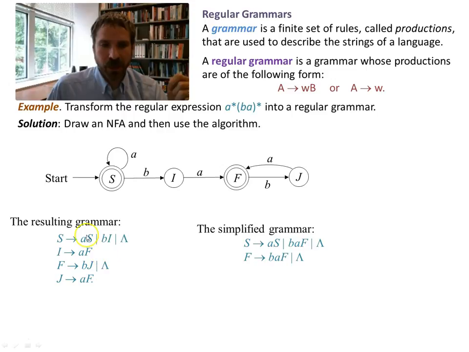You can simplify the grammar simply by doing some basic substitutions here. Since I goes only to one thing, basically the way you do the simplified grammar is you look for any production rules that only have a single production, right? If they don't have any ors here, then that means I always produces AF. So you can just replace the I here with the AF. J always produces AF, so just replace the J with the AF. And now you have this simplified grammar.